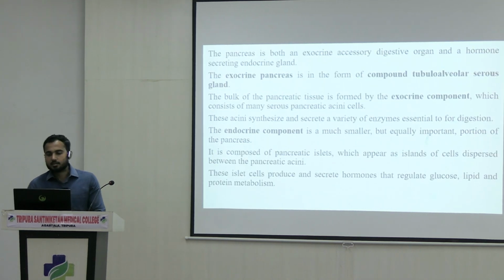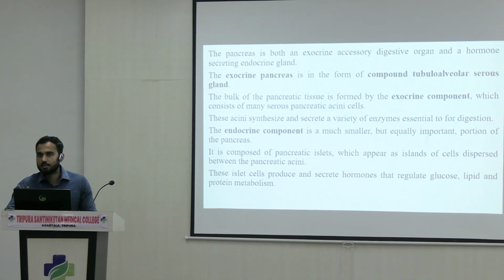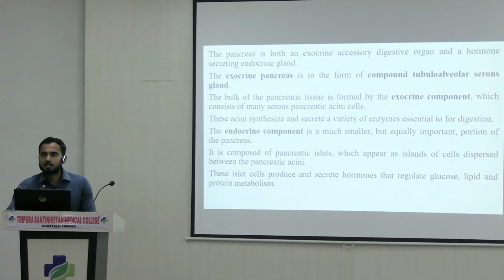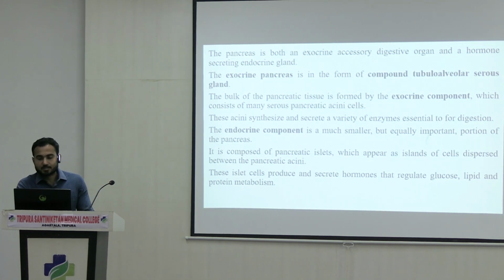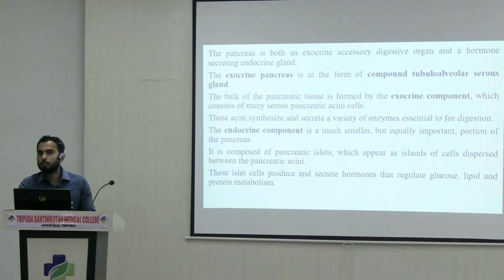Now, as I said, in case of pancreas, the parenchyma is divisible into two parts. What are those two parts? Exocrine part and the endocrine part. Now, the exocrine part of the pancreas is made up of compound tubulo-alveolar serous gland. Okay, compound tubulo-alveolar serous gland, the exocrine part. And the bulk of the pancreatic tissue is formed by the exocrine component. That means exocrine components are more as compared to the endocrine component.